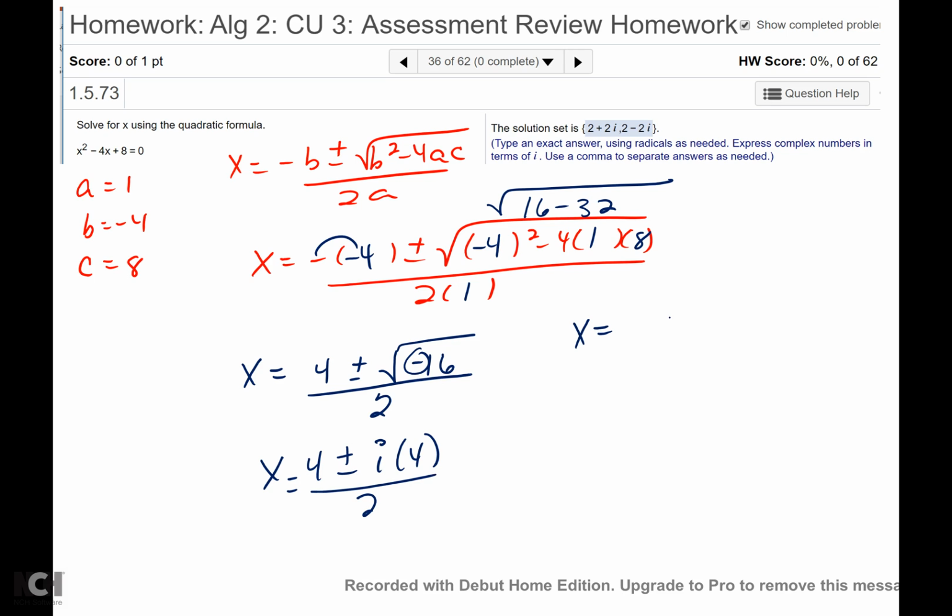So I have x equals 4 plus or minus 4i all over 2. Well, I can reduce them all by 2, which gives me 2 plus or minus 2i. And again, you have to write them out.